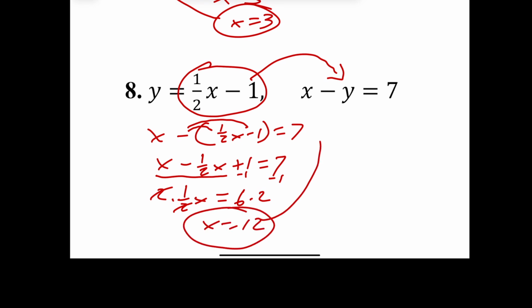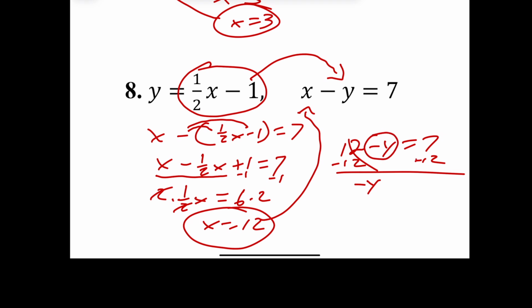Okay? I'm going to plug my x into there. I'm going to get 12 minus y equals 7. Minus 12, minus 12. Negative y, that's something you may miss. Remember, that's a negative y. Divide by -1, change the sign, equals -5. Or y equals 5. All right, is 12 minus 5 7?